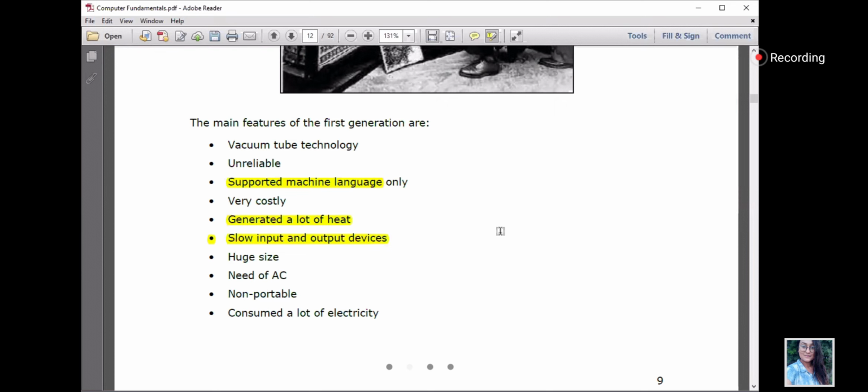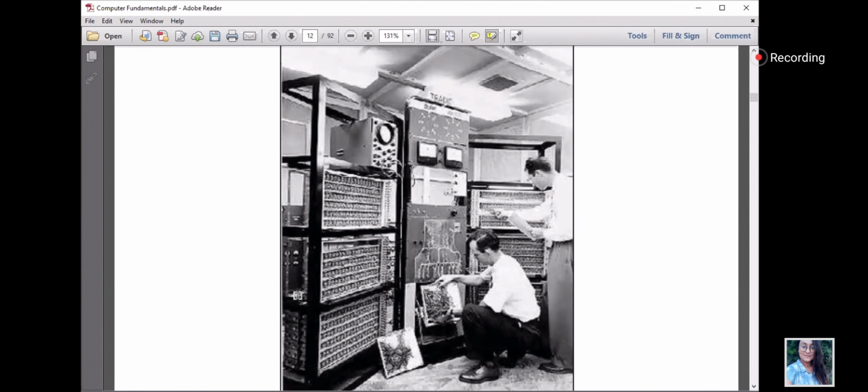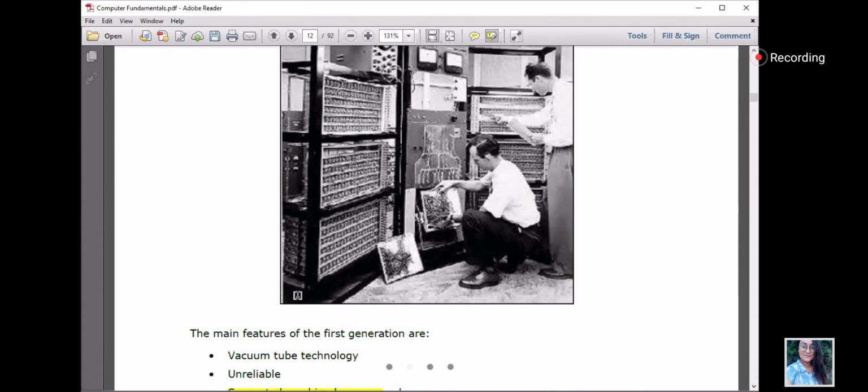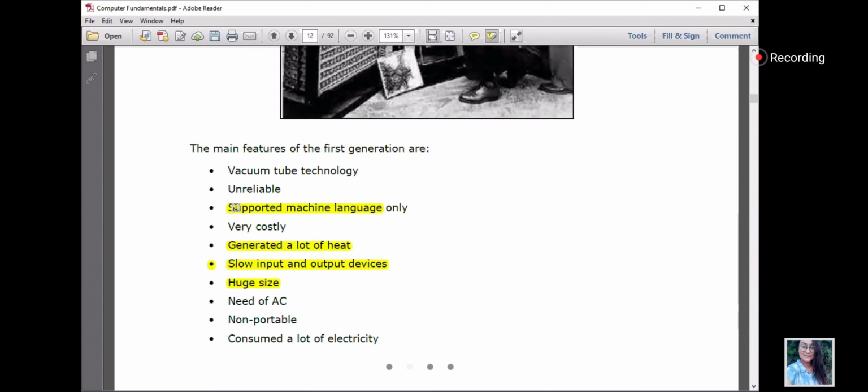Now, interesting thing, when they developed the first generation computer, it was not possible to do any programming or run any software. It was huge in size. It was not portable. Definitely you cannot imagine moving something like this from home to your office. It is definitely not portable.